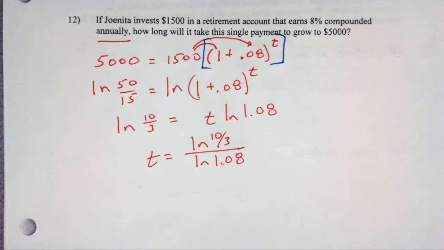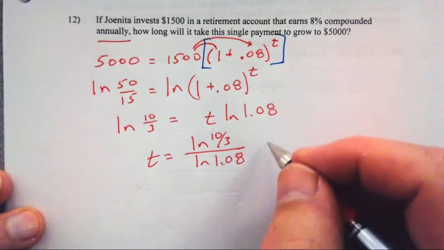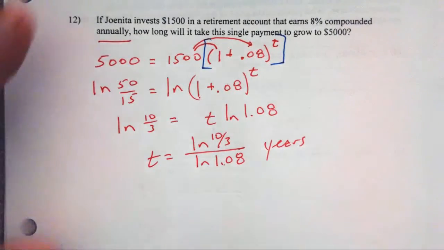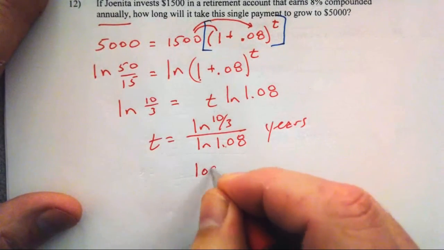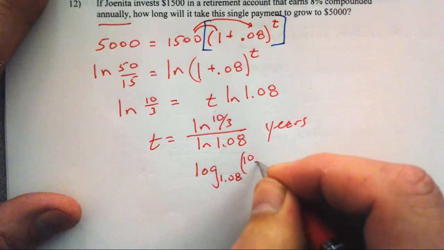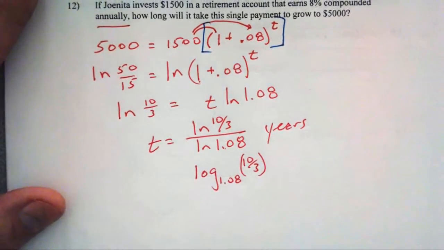But you might be asked for an approximate answer, round your answer to 2 decimals in years. This is years. And then you just go to the calculator with this. If you did this with log base 1.08, of course it would be log base 1.08 of 10/3.